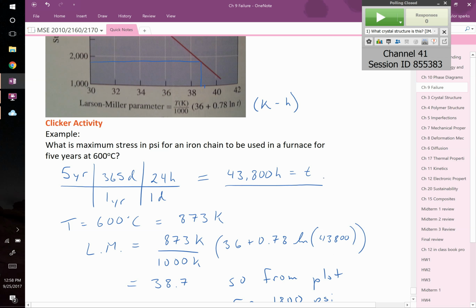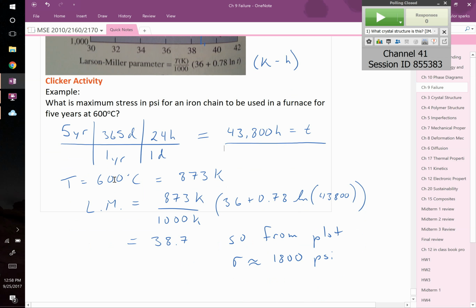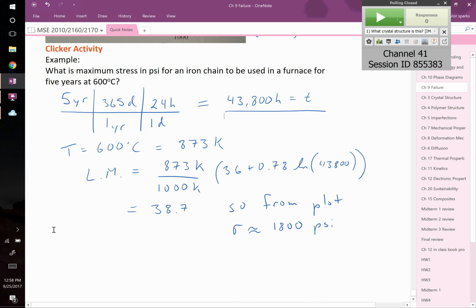Now that you have your time, you plug it into your Larsen-Miller parameter equation, which is given here along the x-axis. We know the temperature is 600 Celsius, turn that into Kelvin, and now you can plug those into your Larsen-Miller parameter.